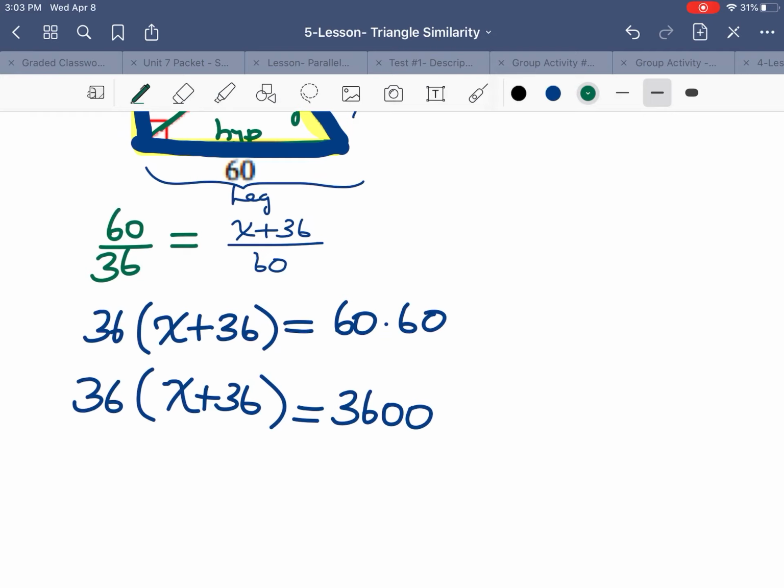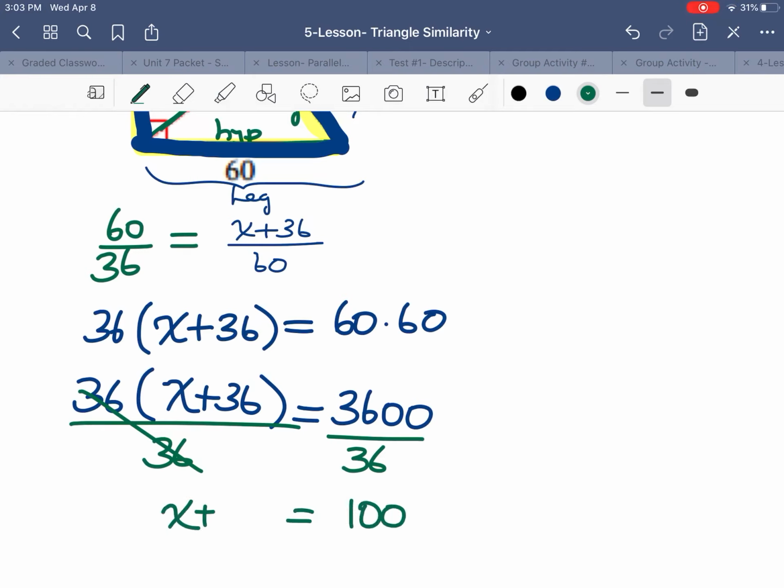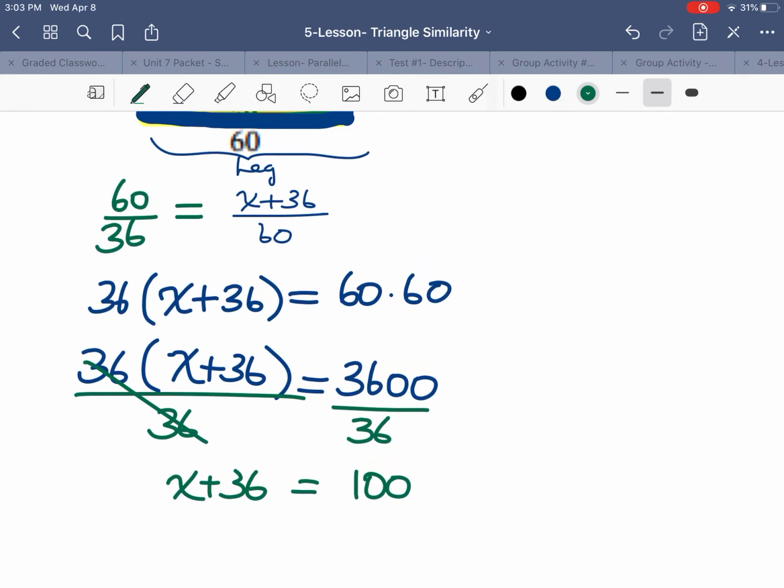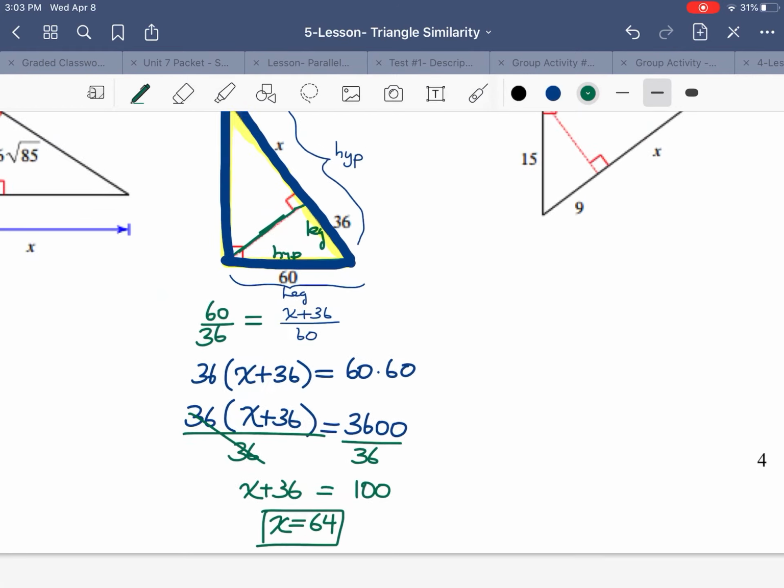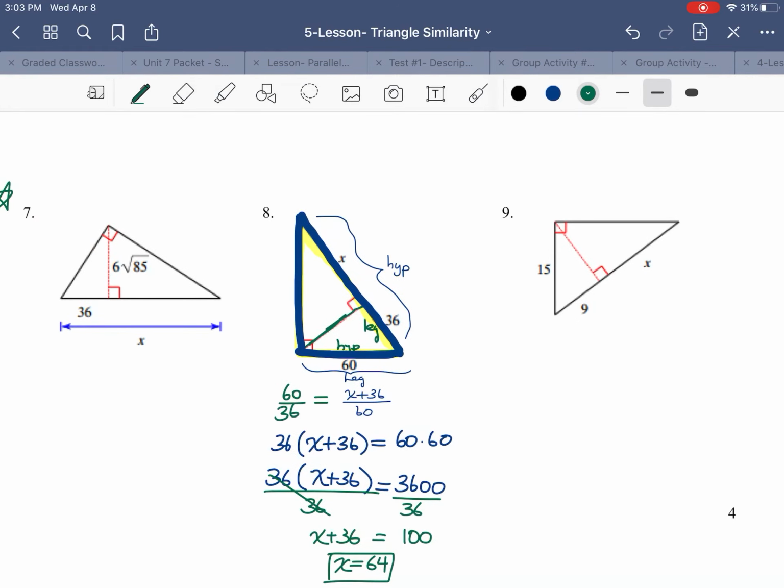If I want to get x alone, my next step would be to divide out the 36. So 3,600 divided by 36 is 100. I promised that I would try to keep the algebra to a minimum, and this is me attempting to do that. x would be equal to 64. And all we're looking for here is the value of x, and so mission accomplished. All right. So this is that hypotenuse leg situation.